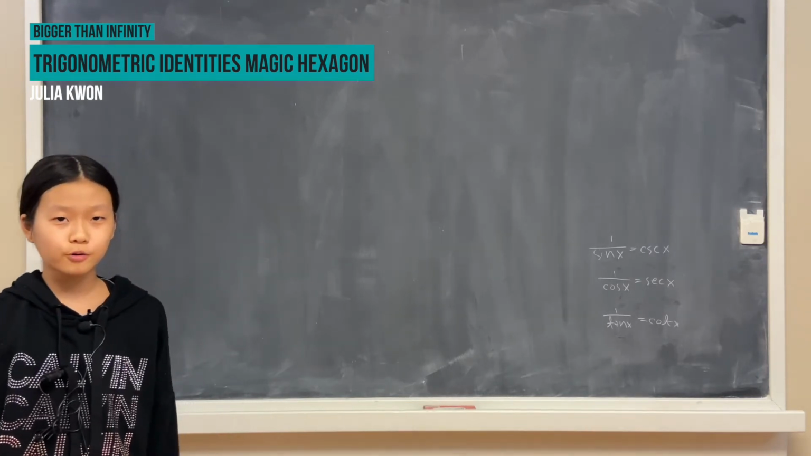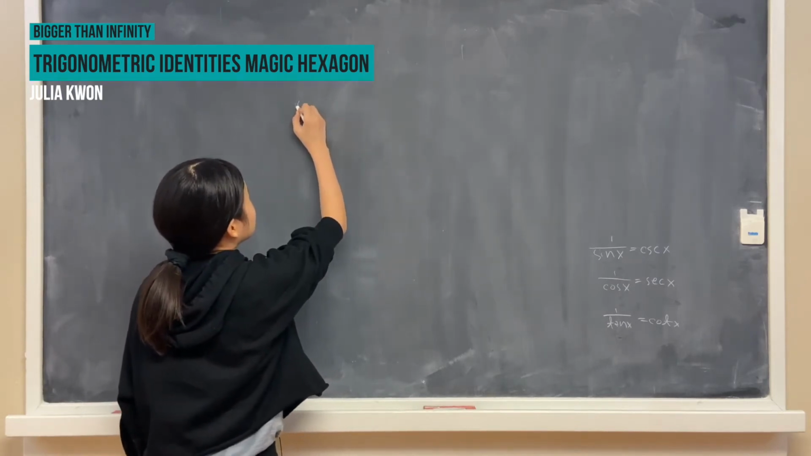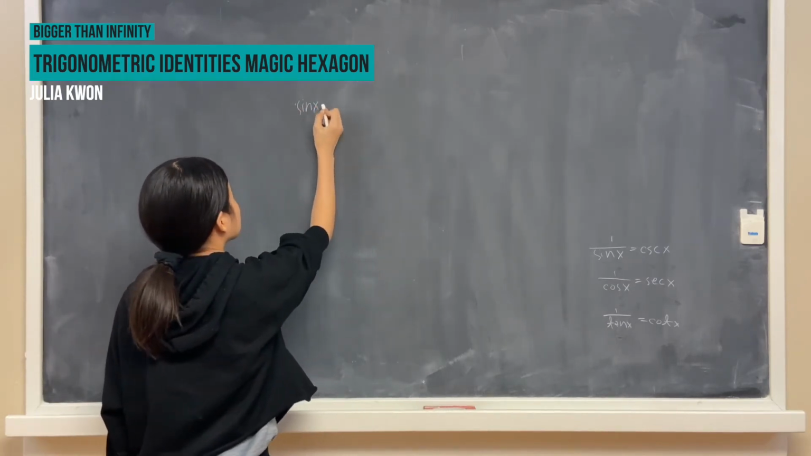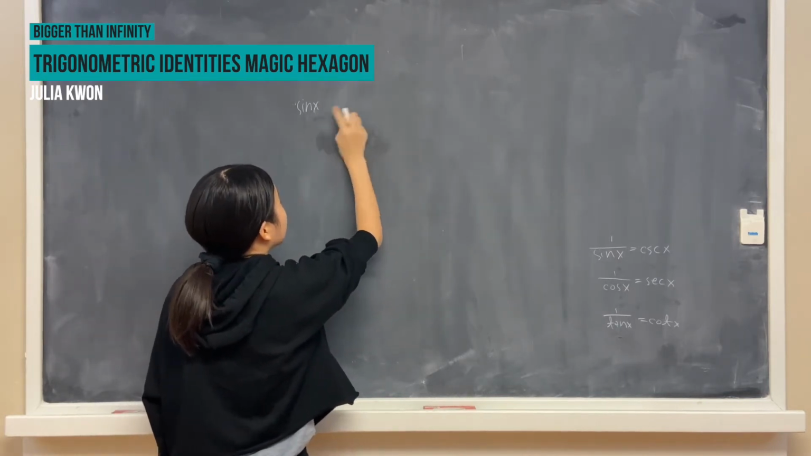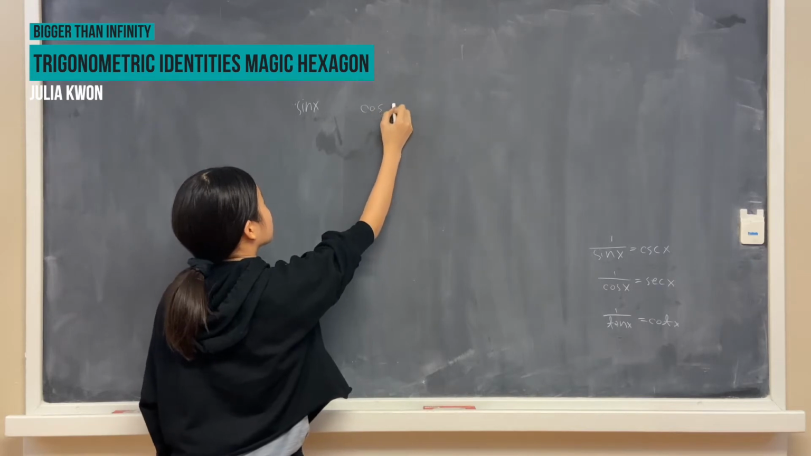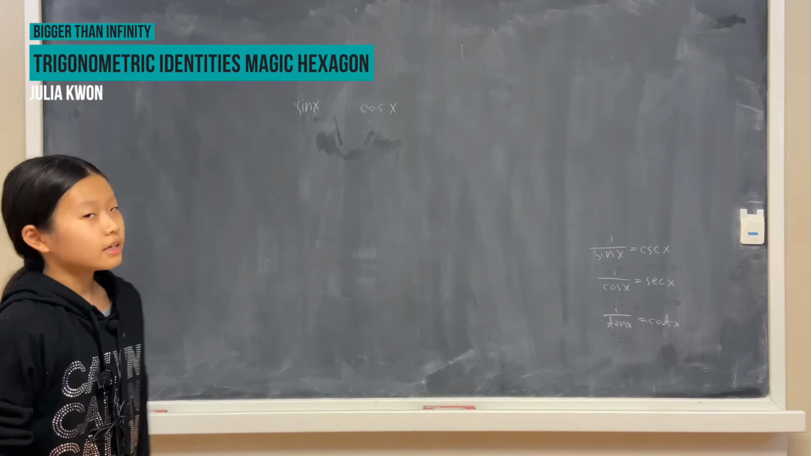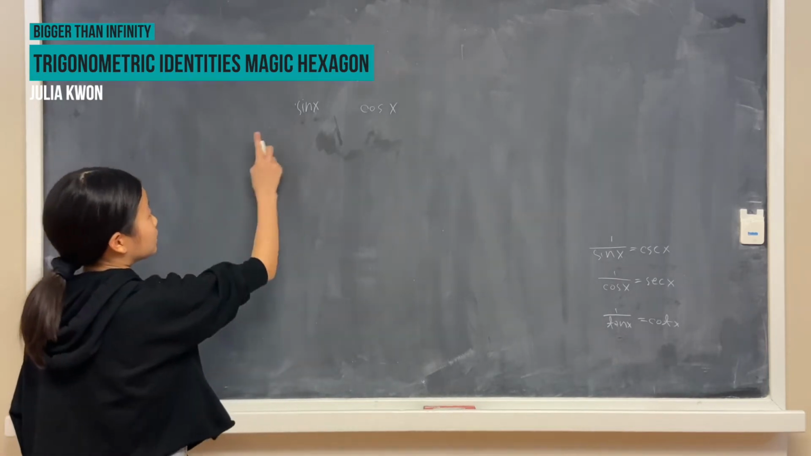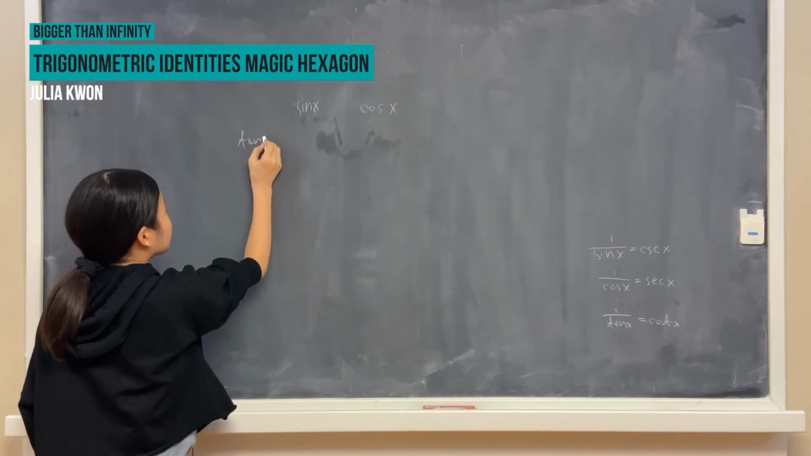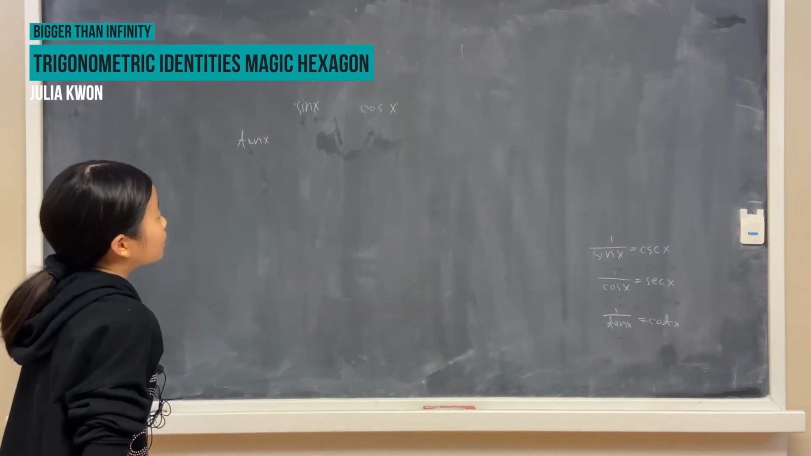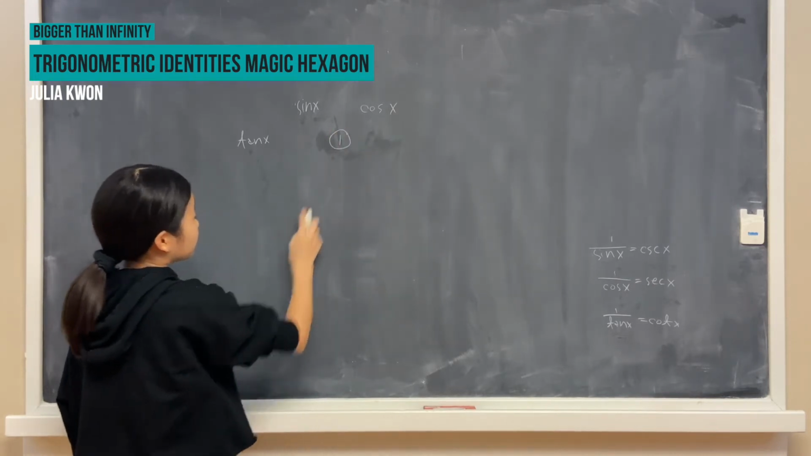So now the first part of how I memorize the trig identities is by writing the sine x and the cosine x right next to each other. But we still want to leave some space in the middle. So sine x here and the cosine x next to it. And then I write the tangent x near the sine x. So tangent x can go over here. And then I write the 1 in a circle in the middle.